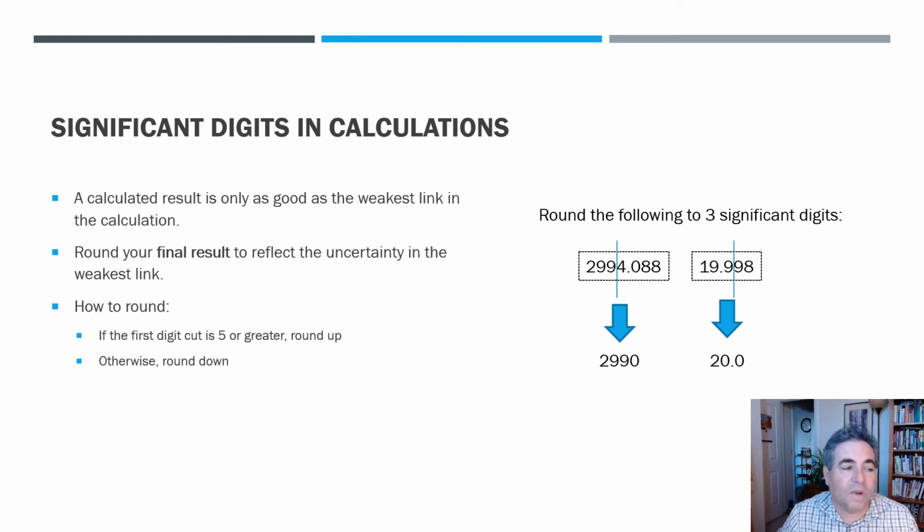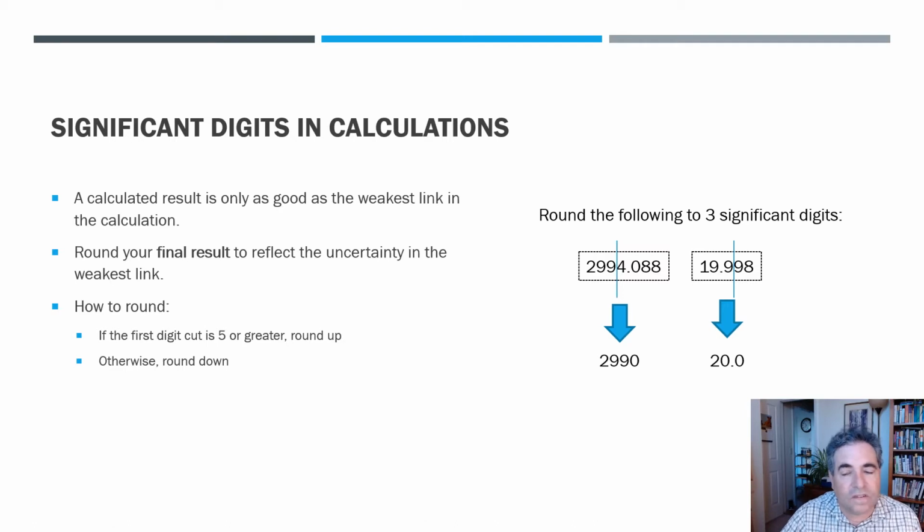So all measurements have uncertainty. What happens when you take some measurements that you've made in the lab and you do a calculation with them? You're going to see that your calculated result also will have some uncertainty in it. How do you report that uncertainty? Well, what you're going to have to do is round your final result off so that it reflects the uncertainty that you had in your weakest measurement.